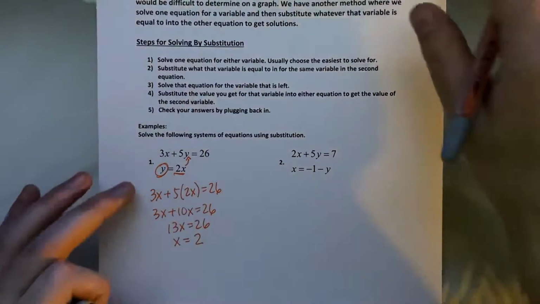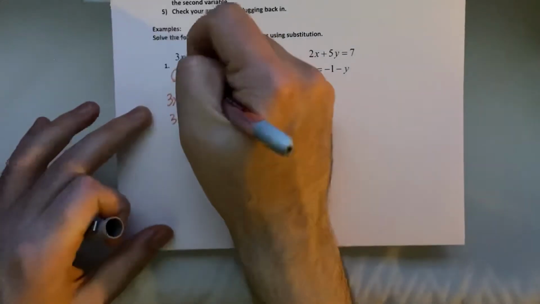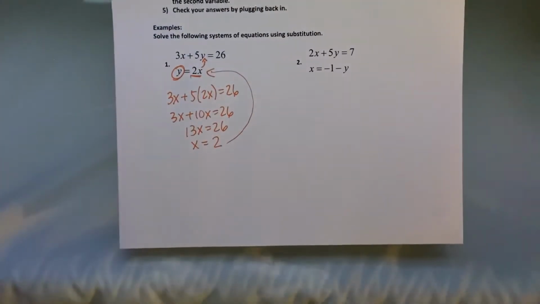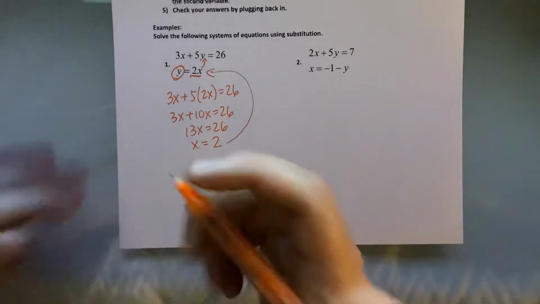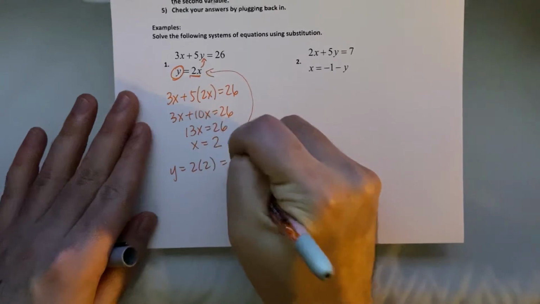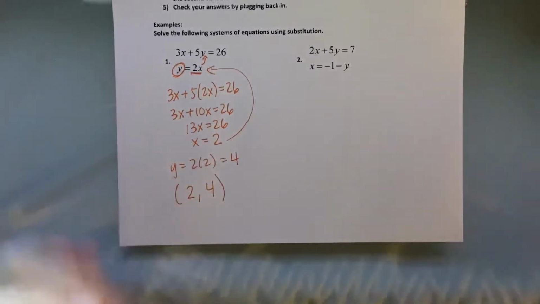Okay, that's half of my coordinate. Remember, when two lines cross, they cross at a point, so that has to have an x and a y. To find my y, I take this 2 and plug it back in to the easiest equation, which is usually the one solved for the other variable. So y equals 2 times 2, which is 4. So I have 2 for x and 4 for y, and they create a coordinate point.